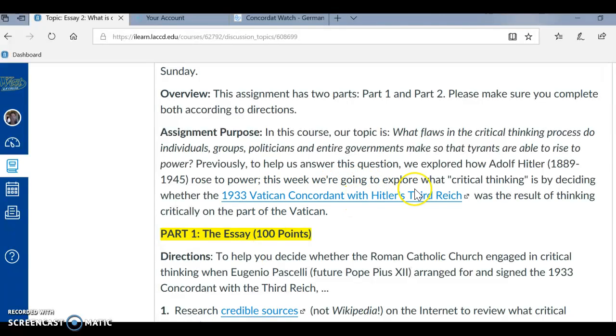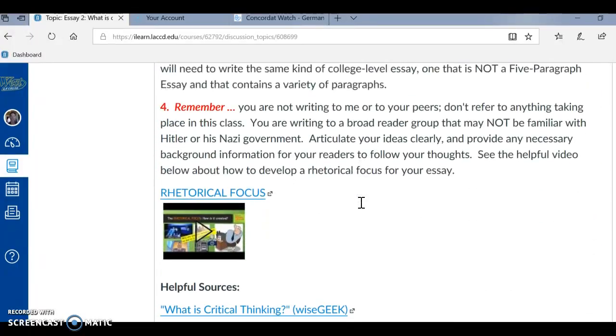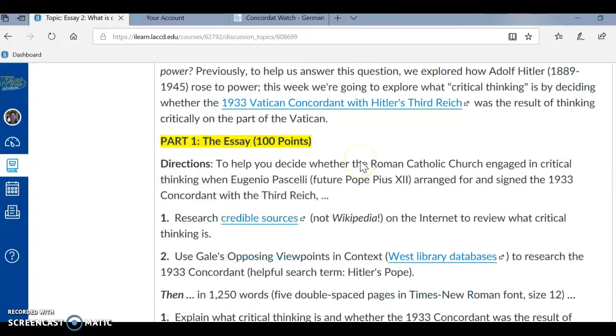The Vatican Concordat with Hitler's Third Reich is a vehicle for you to use to help explain what critical thinking is to a targeted reader group, somebody you select. So when I refer to a targeted reader group, of course, a targeted reader group is part of a rhetorical focus. You have a thesis, a targeted reader group, and a persuasive purpose, a reason why you would be explaining what critical thinking is, and why the Vatican may have thought critically or have failed to think critically to make a point to a specific reader group.